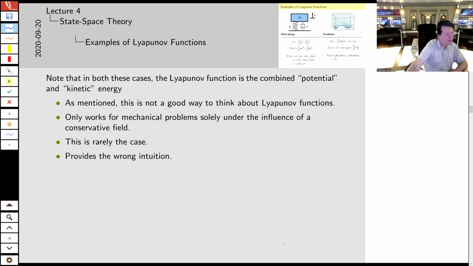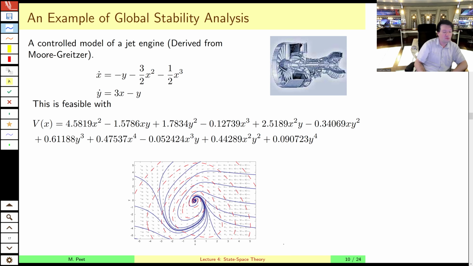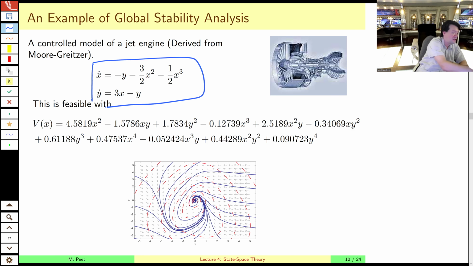So we want to think about Lyapunov functions more broadly as just any function which is positive. For example, here's a system which is not obviously conservative and has no obvious Lyapunov function. This is a model of a jet engine from Moore-Greitzer. It's actually simplified from the PDE model, which is much more complex. But here it is. It's got two states, and what's the Lyapunov function for this? We have no idea.